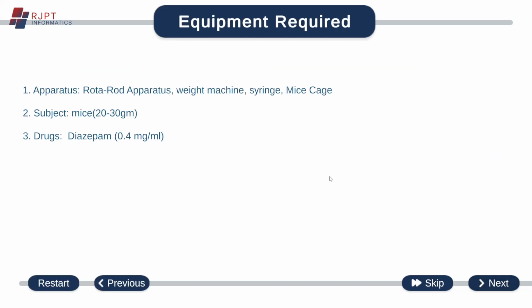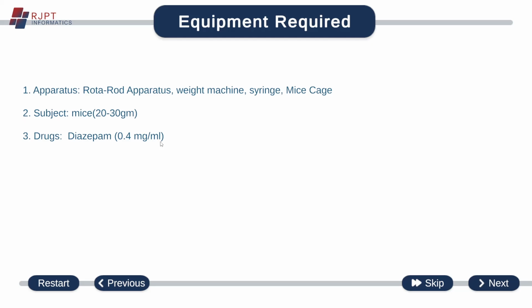Now let us see the equipment required for this experiment. Our first apparatus is the Rota-Rod apparatus, then a weight machine, syringe and mice cage. Then the subject we require is mice, which should be 20 to 30 grams. Then the drug which we require is diazepam, and we are using 0.4 milligram per milliliter.